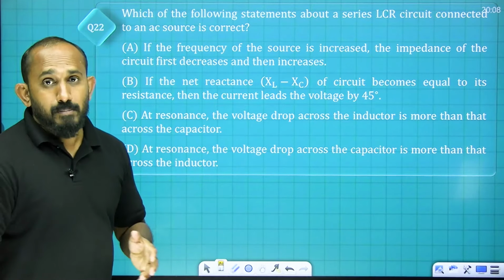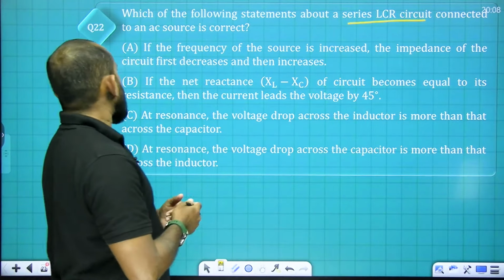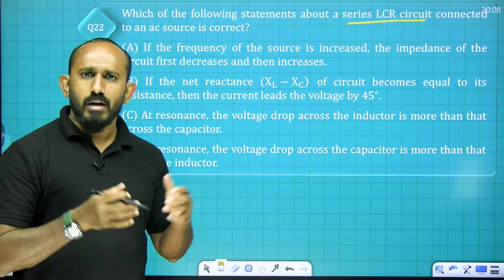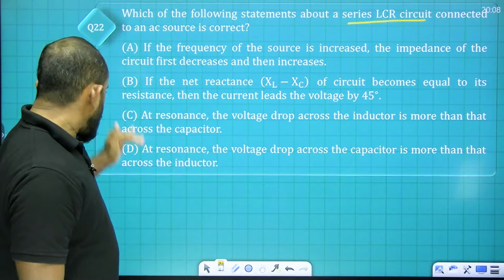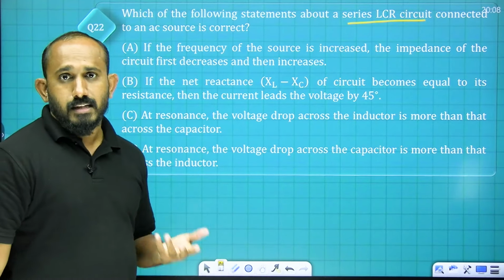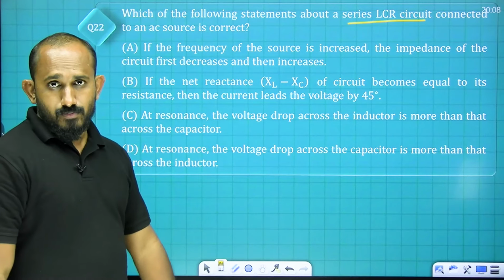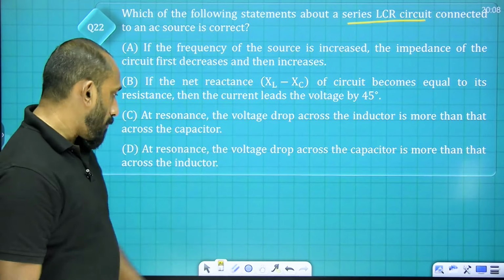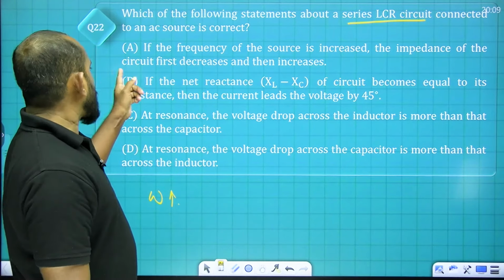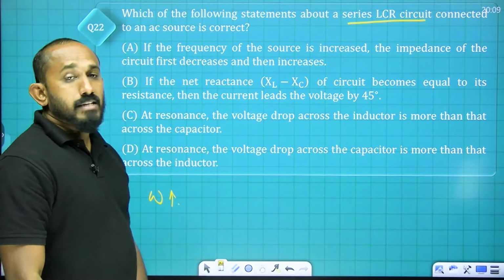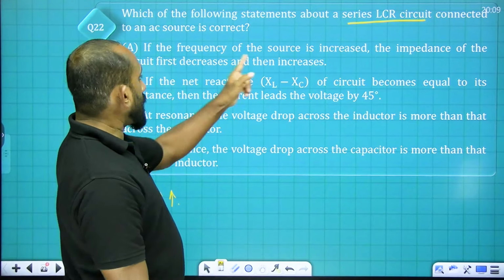Which of the following statements about a series LCR circuit connected to an AC source is correct? The question is about the LCR series circuit. Four statements are given, and you have to check which is the correct answer. Option A: if the frequency of the source is increased, omega increases, the impedance of the circuit first decreases and then increases.